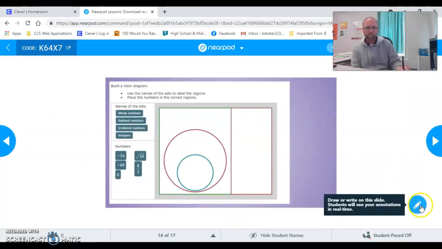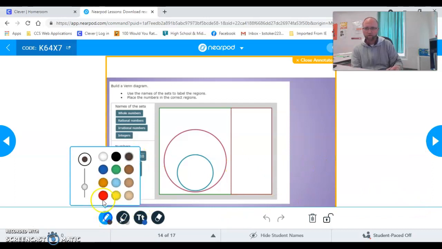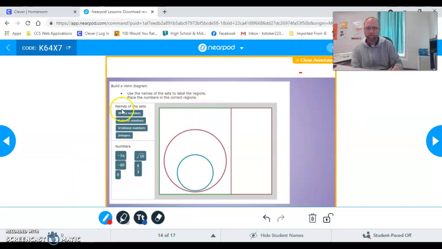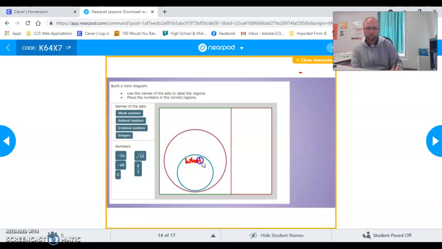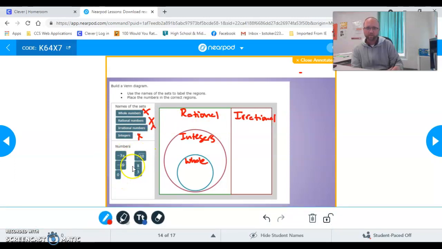All right, this last one, I'm going to go through. So what you're going to do is you're going to build a Venn diagram. First thing you want to do is remember, whole numbers are here, integers are here, rational numbers are here, and then irrational are there. All right, so boom, you use all those. And now you just have to classify them, okay?